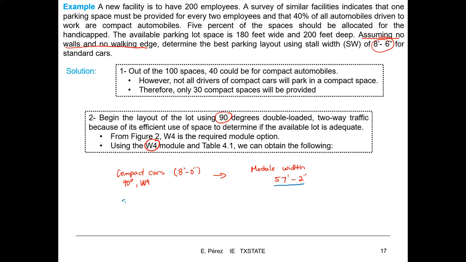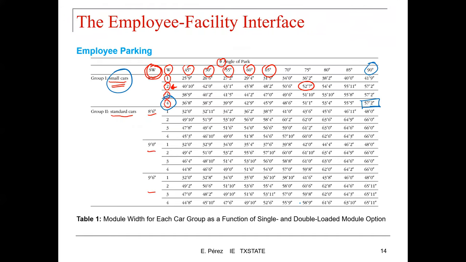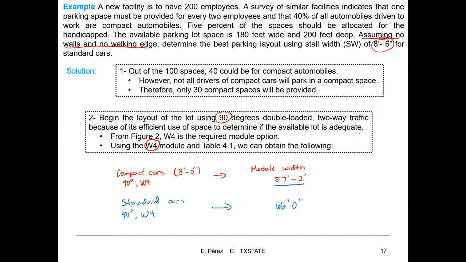For standard cars, again, with 90 degrees and W4, the module width will be 66 feet and 0 inches. So if we go back here, we get W4, 8.6 and 90 degrees, that's 66 feet. And that's the information. So using this information, we can proceed.